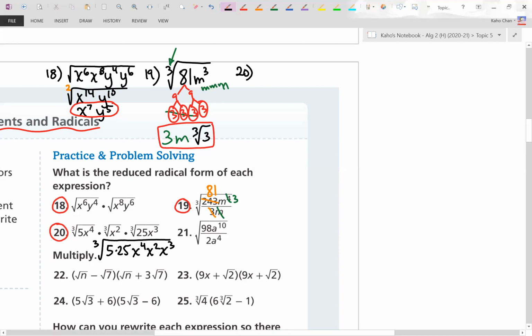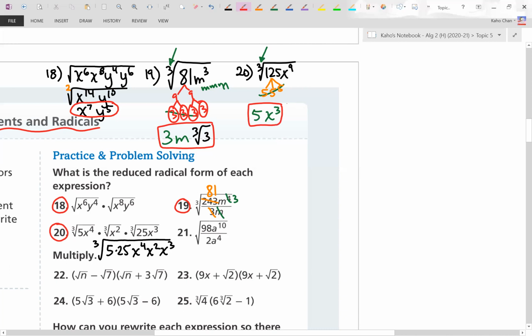I've run out of room there. 5 times 25 is 125. And if you count all the x's there, 4 plus 2 plus 3 is 9. Very interesting. We know that 125 is breakdownable. 5, 5, 5. There's my triple. And x to the 9th, you can group it into x to the 3rd power. Very nice. This is an odd root. I don't have to worry about any pluses or minuses. That is your final answer for number 20.